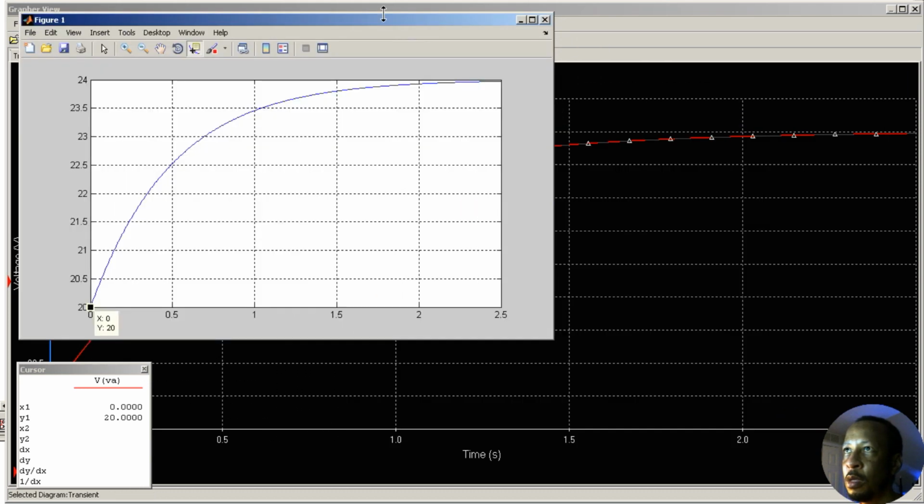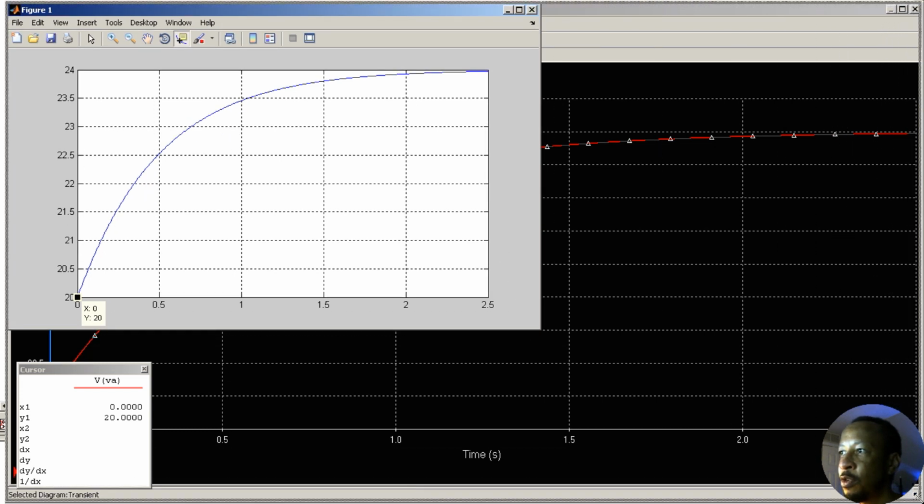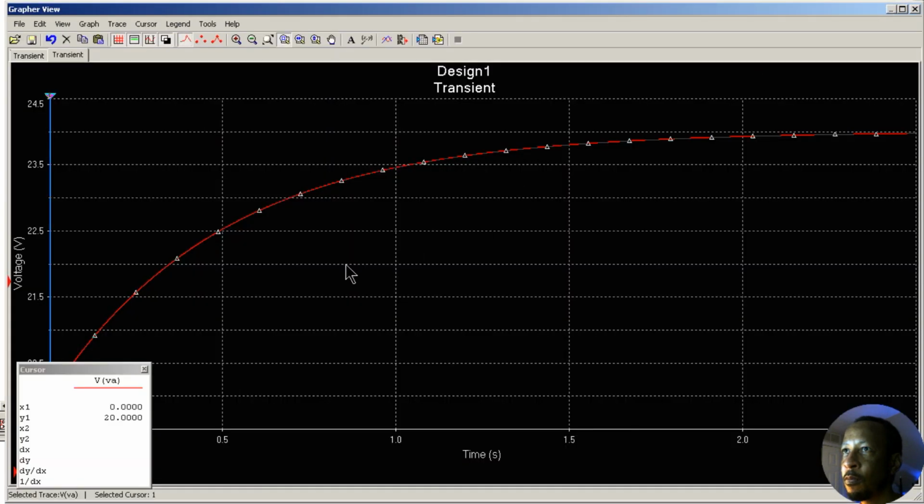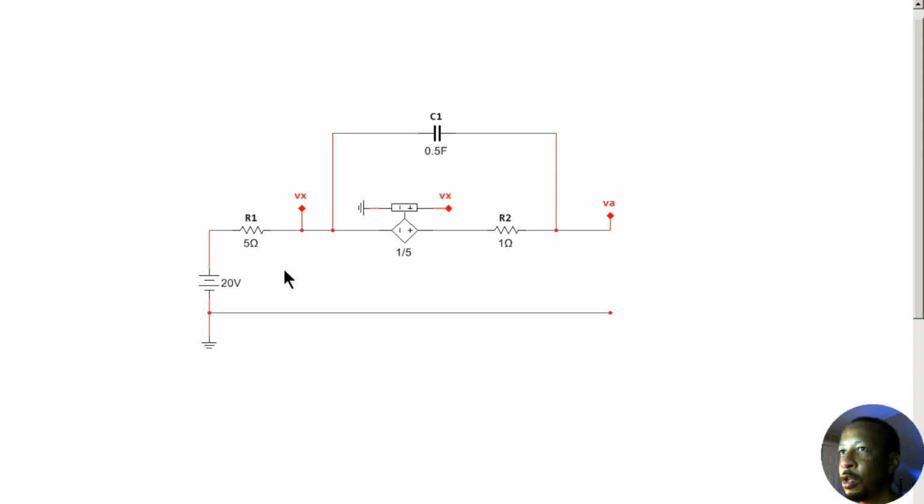So we can be very confident that the equation that we just got matches up to our simulation. And so that's basically it. The only other thing that I want to point out in this simulation is that the initial value on this capacitor is going to be 0. Okay, so the initial condition for the capacitor is 0 volts.